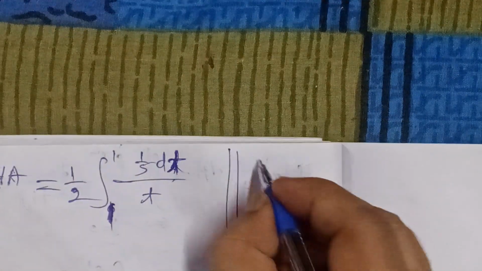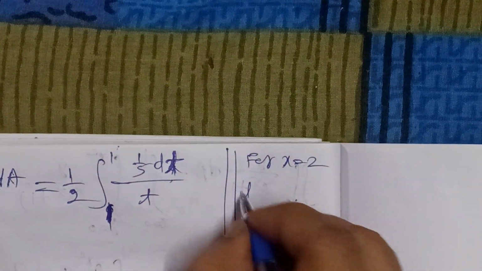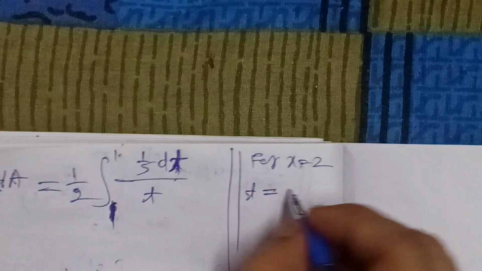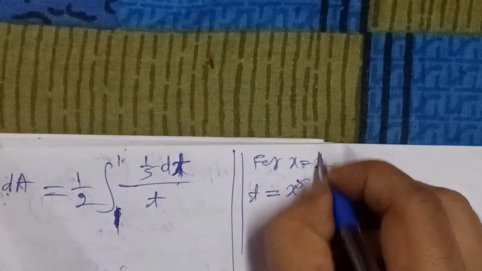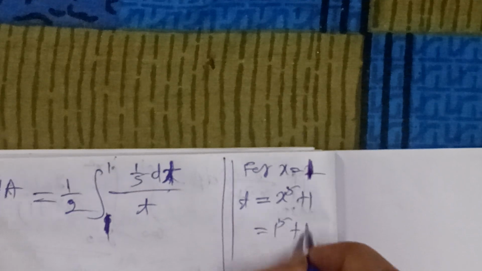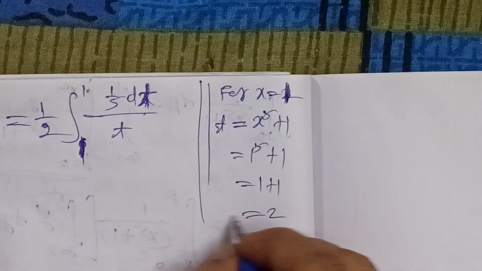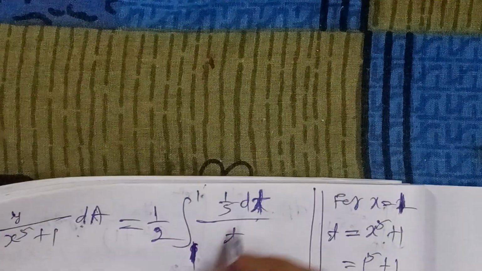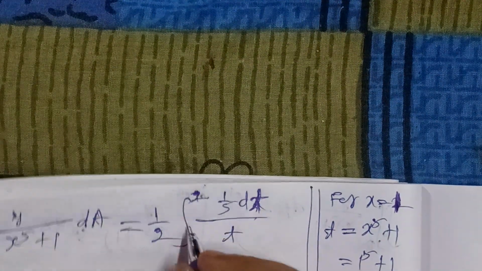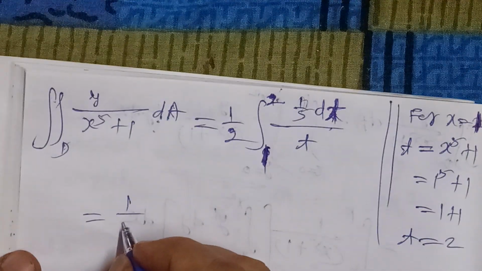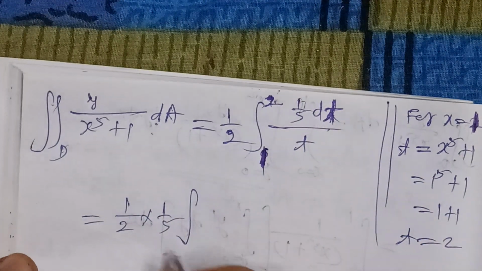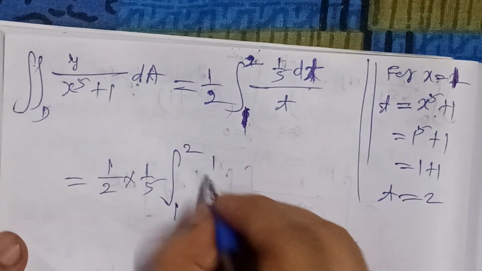So for x equal to 1, which is the upper limit, we find the value of t by this relation, x to the power 5 plus 1. Put x equal to 1 here: 1 to the power 5 plus 1, 1 to the 5 is equal to 1, 1 plus 1 is equal to 2, so I write 2, which is the upper limit. Now we can take 1 upon 5 outside the integration, so we only have to integrate from 1 to 2, 1 upon t dt.